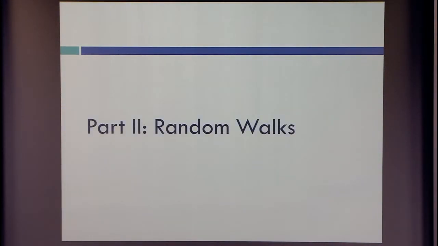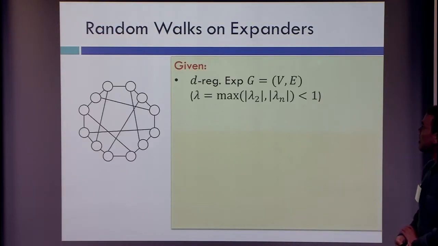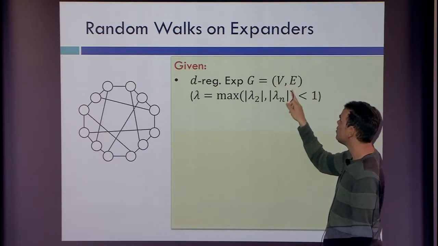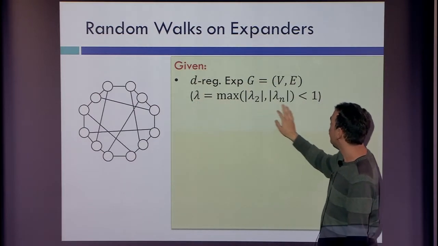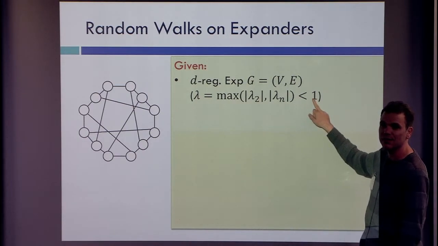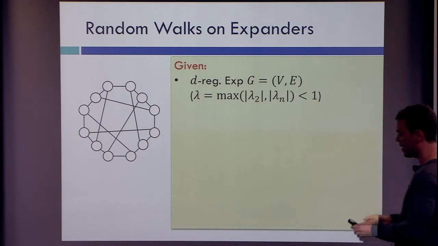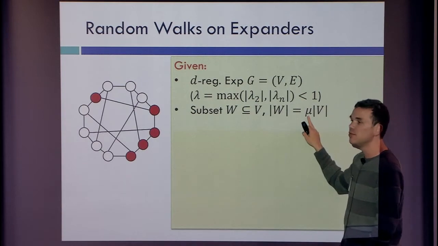Okay, let's go to random walks. So what we're talking about here is the following setting. We are given a d-regular expander graph with vertices V, edges E, and second eigenvalue lambda, and I normalize things so that lambda is smaller than 1. The first eigenvalue is 1, and the second eigenvalue is smaller than 1. And we have a subset W of the vertices of density mu.